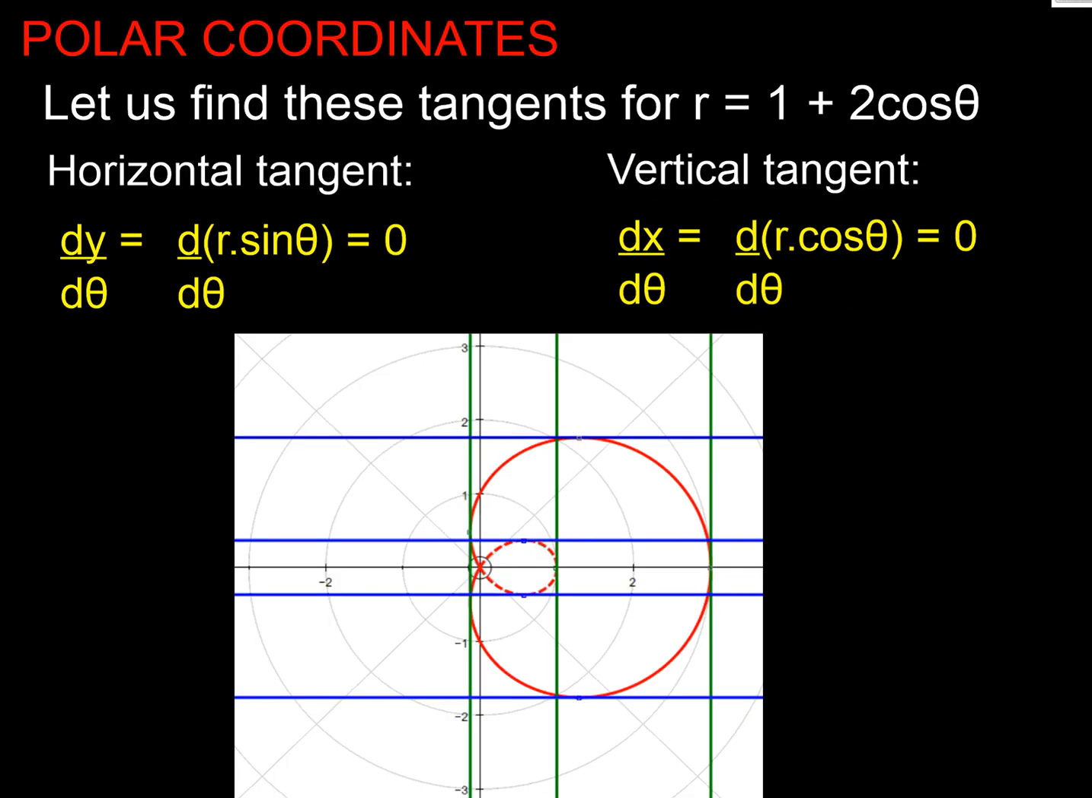So let's have a look at that. Let's use my trusty curve, r equals 1 plus 2 cos theta. Here are my horizontal tangents to this curve, and we'll get those by setting dy by d theta to 0. Here are my vertical tangents, and we're going to get those by setting dx by d theta to 0.